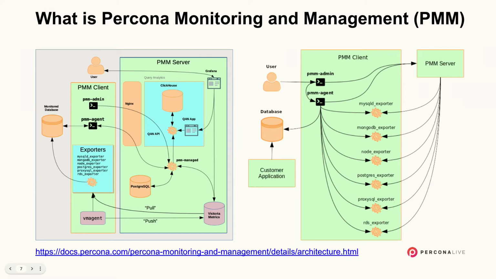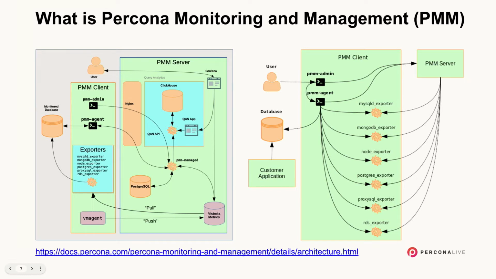Why did we change Prometheus for Victoria Metrics? Because Victoria Metrics allows for a push mode. Before, the PMM server had to have the ability to open a connection to the PMM client, and in some cases this was not always possible.